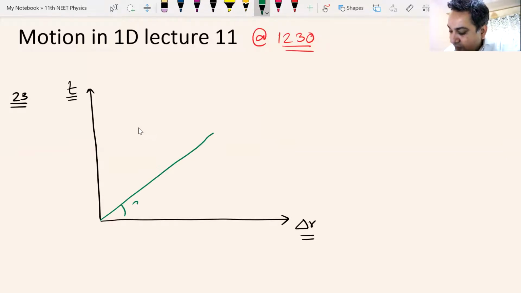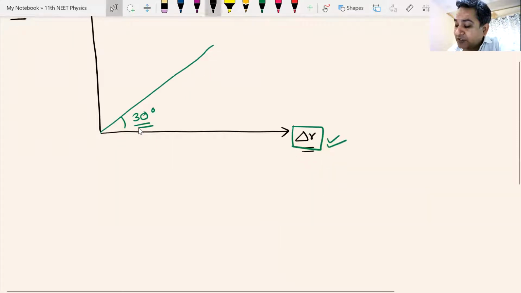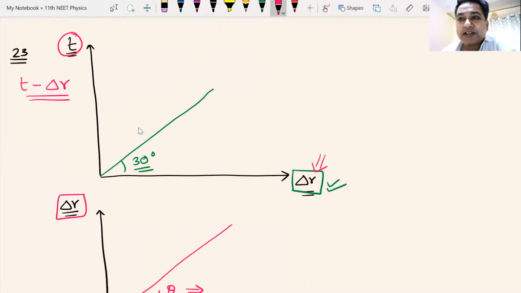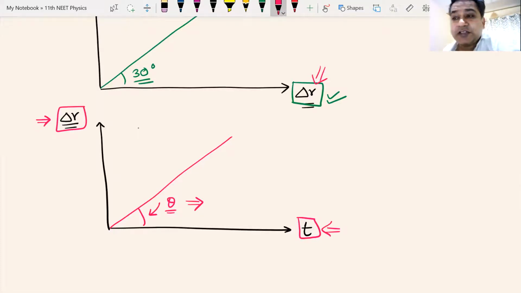It makes an angle of 30 degrees with the x-axis. Remember, on the x-axis, we do not have time, but we have displacement. Now, the actual graph, which we all know, should not be like this. It should be like this. Time must be here and displacement must be here. So the name of this graph is time displacement graph. But the graph that I have drawn is a displacement time graph. Displacement is plotted on the y-axis and time is plotted on the x-axis.